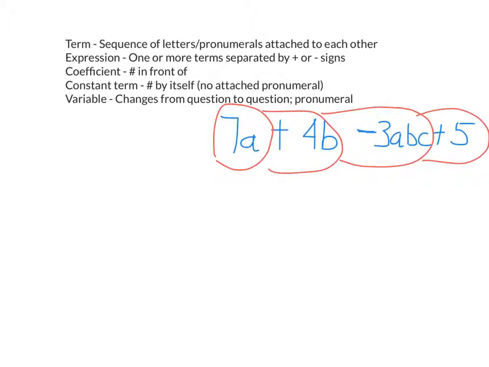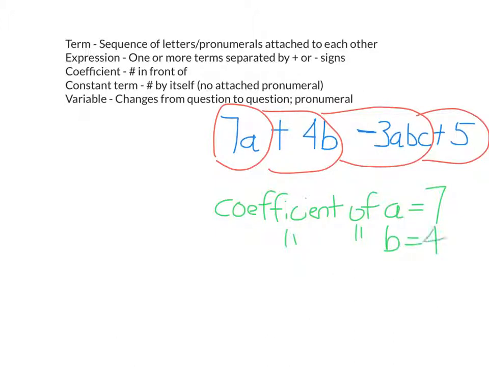An expression is just one or more terms separated by plus or minus signs. I have that here. I have 4 terms with some plus and minus signs. Therefore, it's an expression. So coefficient is another very important term in maths. It just means the number in front of. So we talk about things like the coefficient of A, because remember A is a pronumeral. So the coefficient of A just means the number in front of A, which is 7. The coefficient of B is the number in front of B, which is 4. So note when I say coefficient of B, it has to be the term that just has a B in it. It's not the term that has some other pronumerals in it, like this one here.